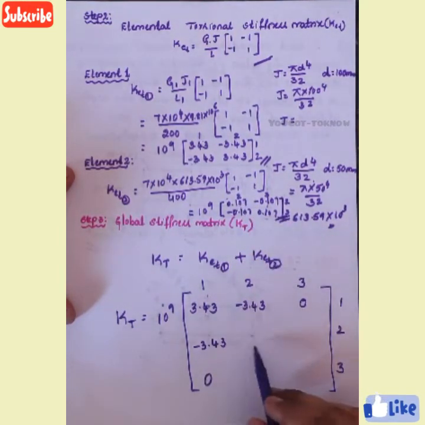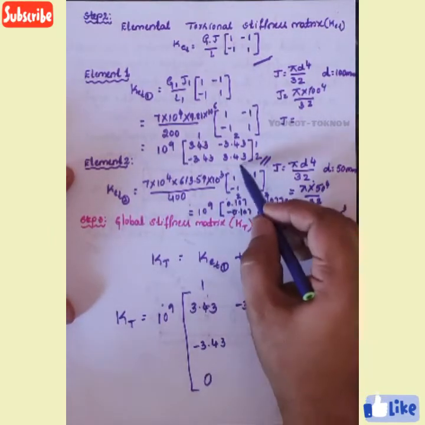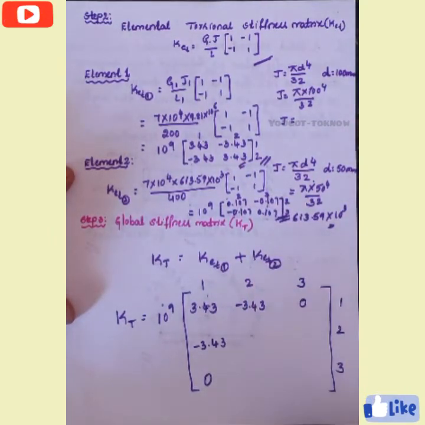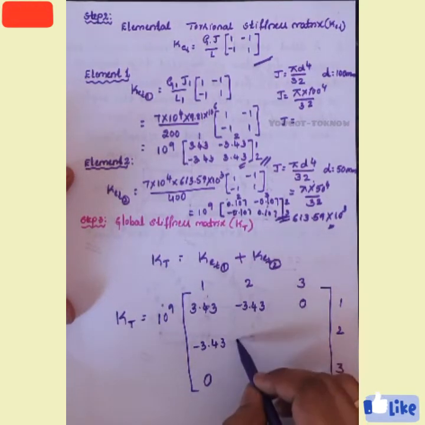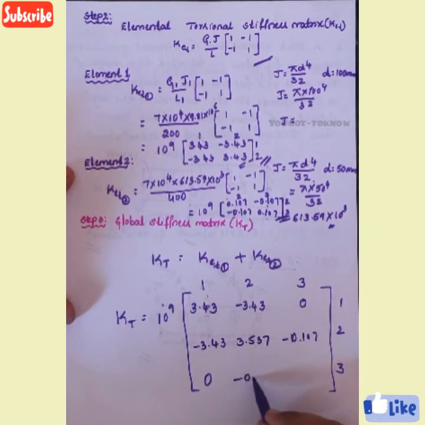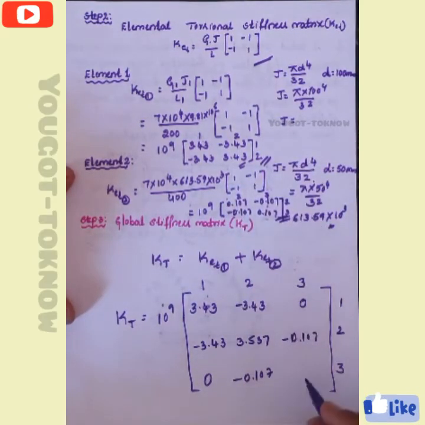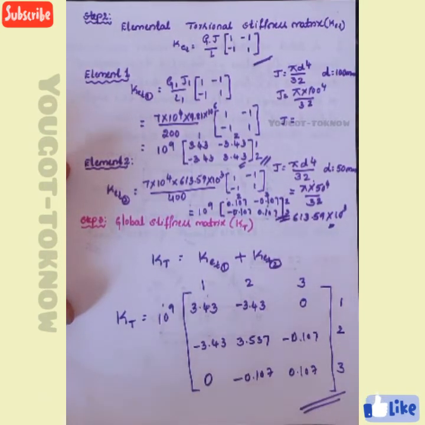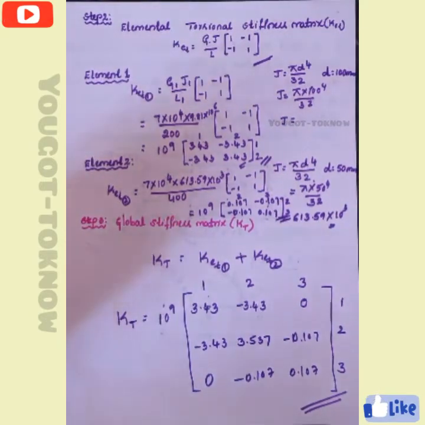Then take your second one, 3.43. Now you have 3.43 here, and 2 here also you have. Just add both the values, 3.43 plus 0.107. If you add both, 3.537, then minus 0.107, minus 0.107, then 0.107. You can check it. I'm writing a little bit quicker, but it is the same procedure you adopted even in trusses as well as bars. Okay, you know how to calculate this global stiffness matrix.